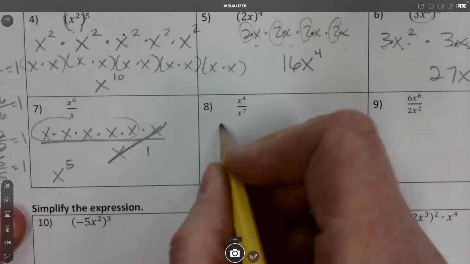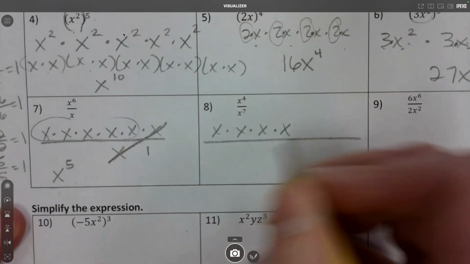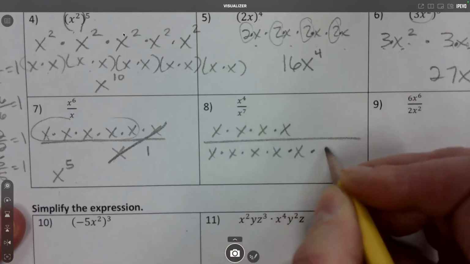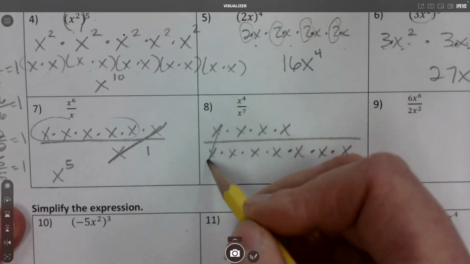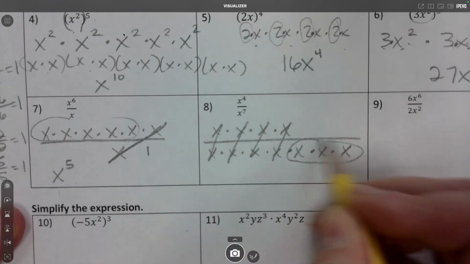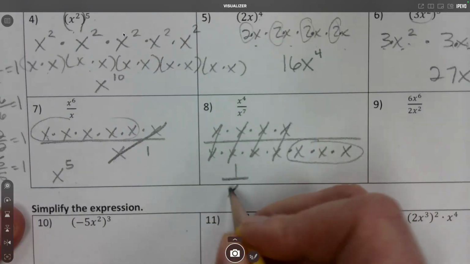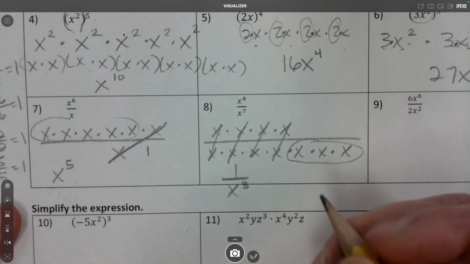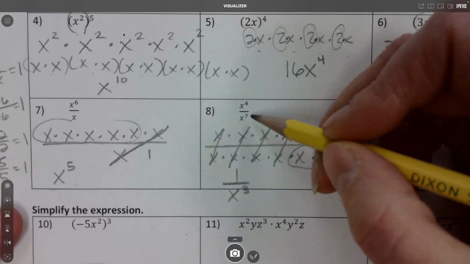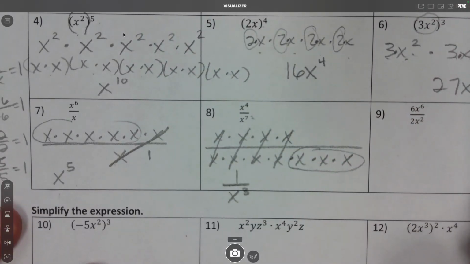The next one, I have 4 factors of x in the numerator, and I have 7 in the denominator. So I'm going to cross out those 4 factors of x because they all make 1. And now I have 3 factors of x in my denominator. So I'm going to write this as 1 over x cubed. So we haven't done a problem like this yet. So you can kind of look at this beginning problem. And because I had a bigger exponent in the denominator, that's where my factors were going to be left over.